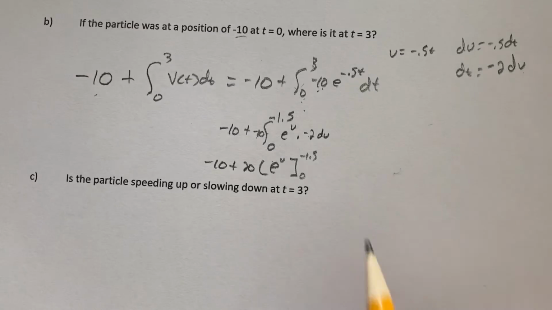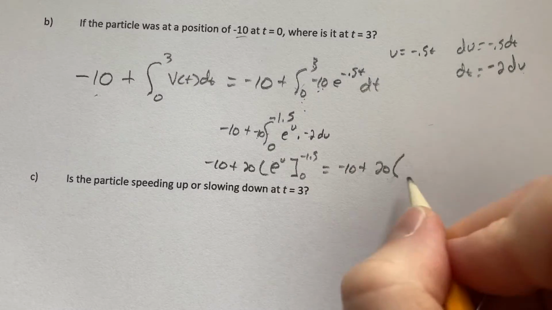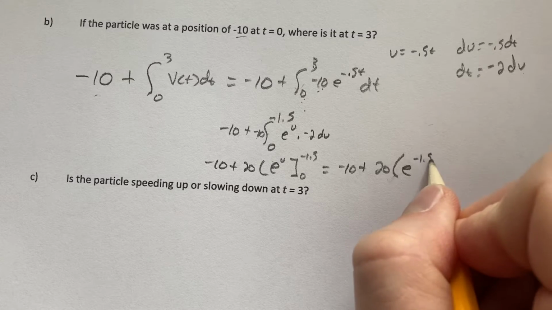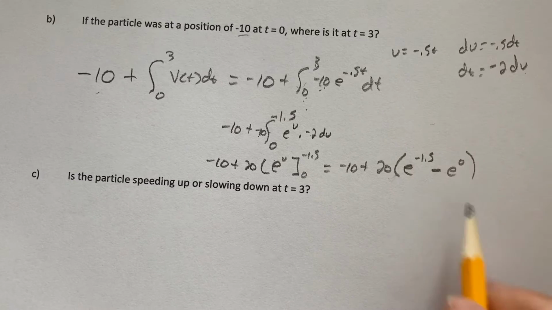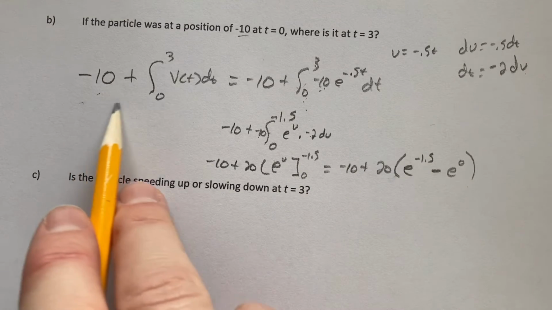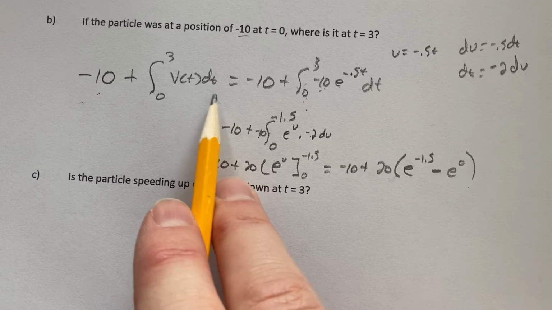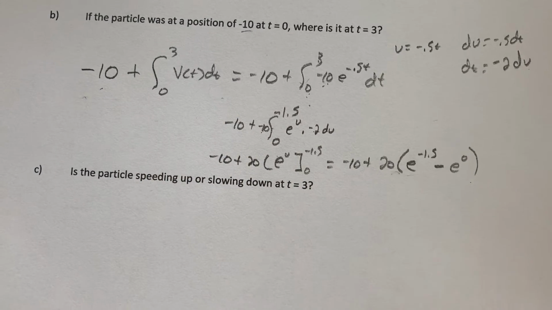Which ends up giving us negative 10 plus 20 times e to the negative 1.5 minus e to the 0, right? And that e to the 0 is 1, so we have to make sure it's in there. This would be our answer. Now, if we have a calculator, for heaven's sake, we'll just do it from here, put it right in the calculator. It should give us the same value. But without a calculator, that's how we'd have to go.